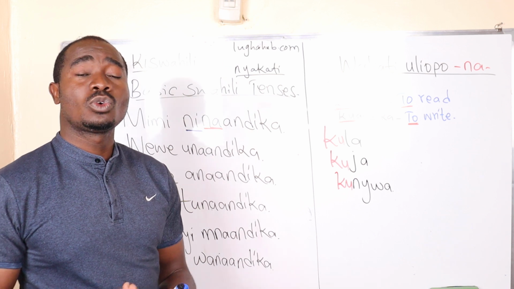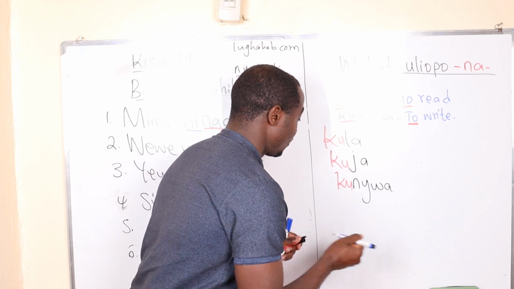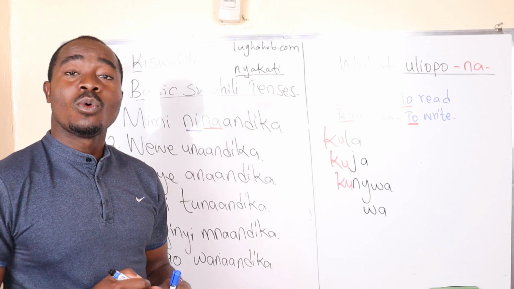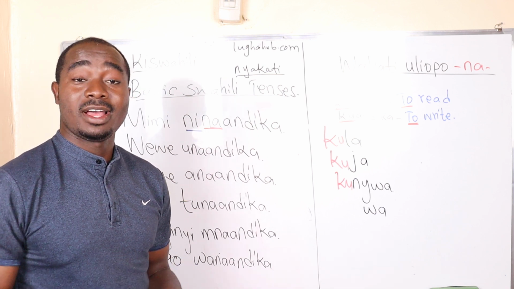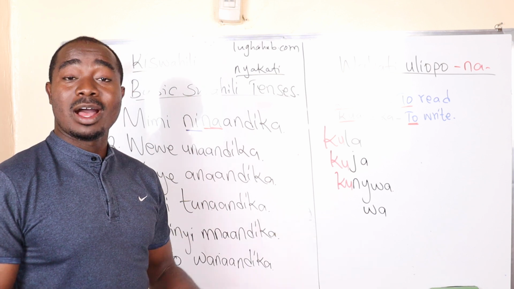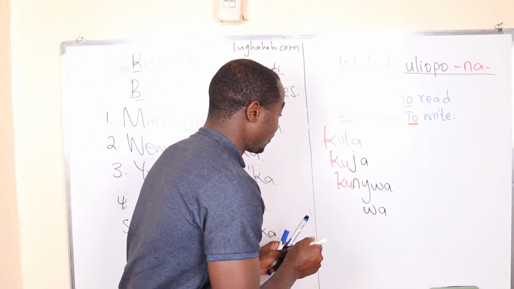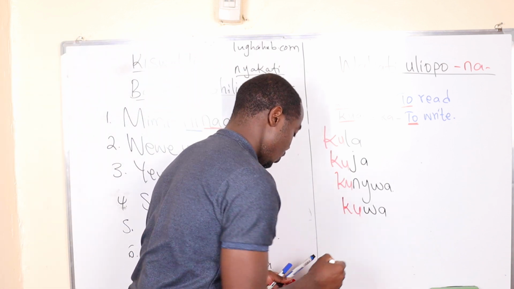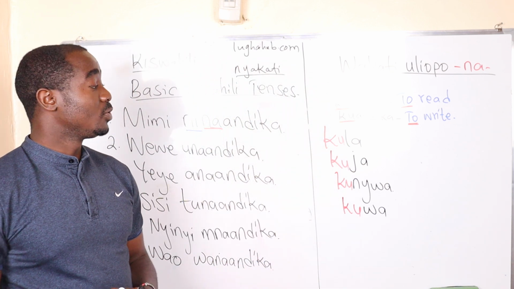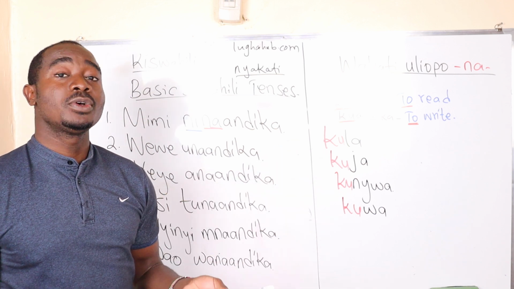We have another one, kuwa. We write here wa. If I tell you wa hapa, be here, I'll say kuwa hapa, not wa hapa, because it doesn't make sense. Kuwa hapa. When we are conjugating these verbs, we will retain this ku in the present tense positive forms.